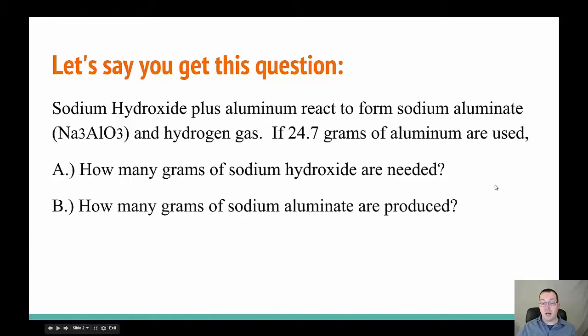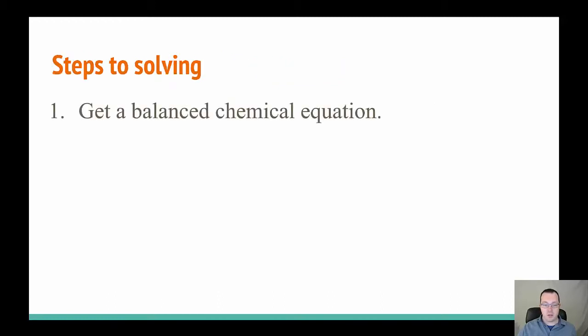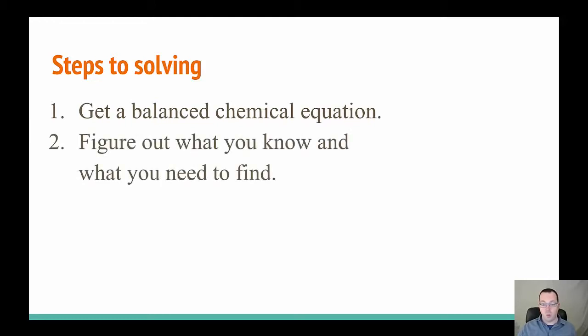Well, there's a lot that's set up in this, and you might be thinking, how do you solve this? Here are the steps you're going to need to do. First, we have to get a balanced chemical equation. We didn't even have chemical formulas, so we're going to get the formulas and then balance the equation. Then we need to figure out what we know and what we need to find by going back and rereading the problem. We need to plan out our steps to get from what we know to what we need to find, and then we need to do it.